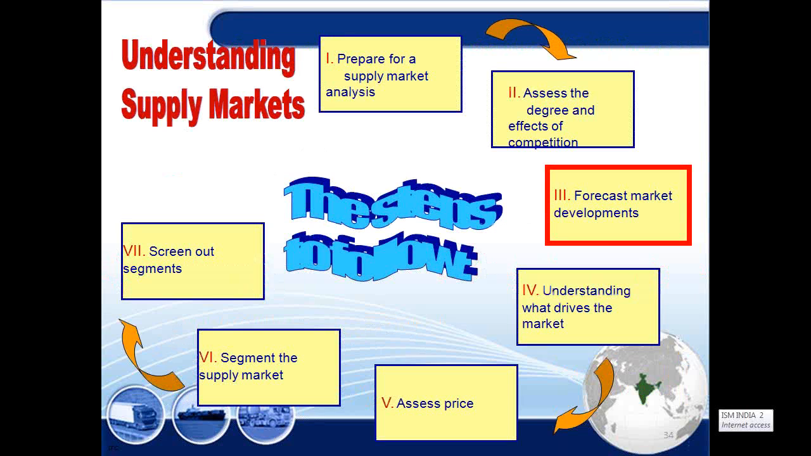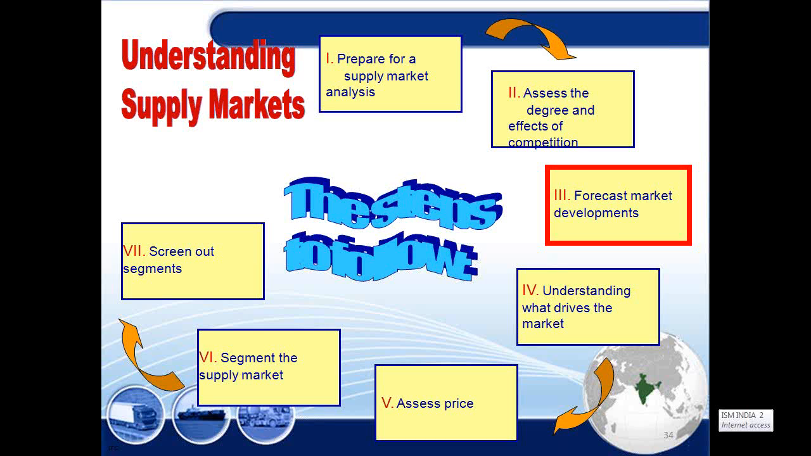Now coming to understanding the supply market, the forecasting part. We did the very first, the second was assessing the competition level, and the third is forecasting market developments. At the end of the day, when you want to do supply market analysis, you want to forecast: how is the market growing, how is the market changing, what is going to be my requirement in the office? That forecast has to be done for your own products and for the marketplace.